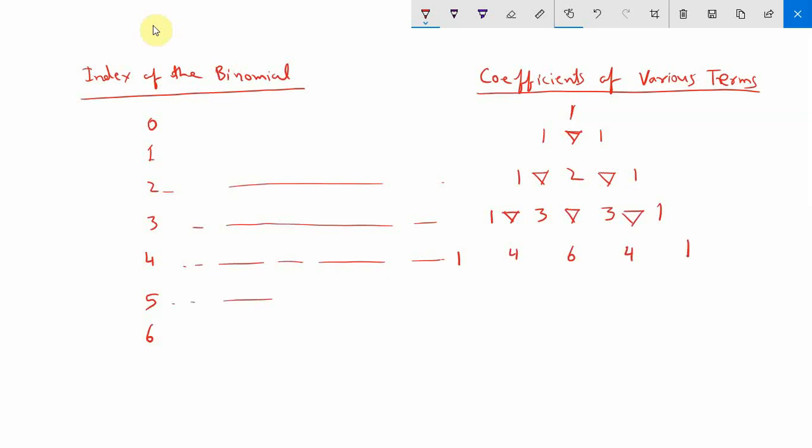For index 5, if we do like that only, 1, then it will give 5. This will give 6 plus 4, 10. Again here it will give 6 plus 4, 10. And 4 plus 1, 5. Then 1.